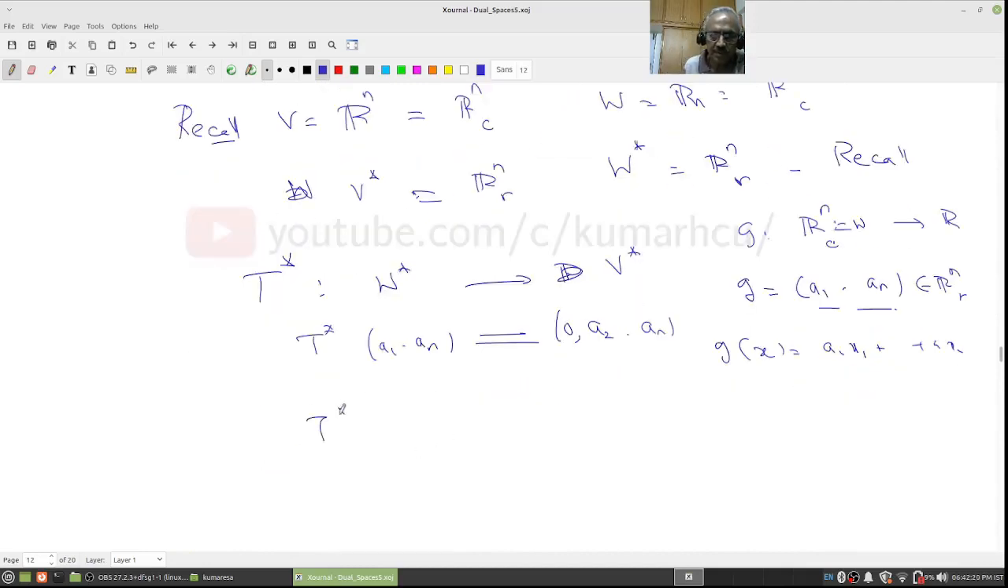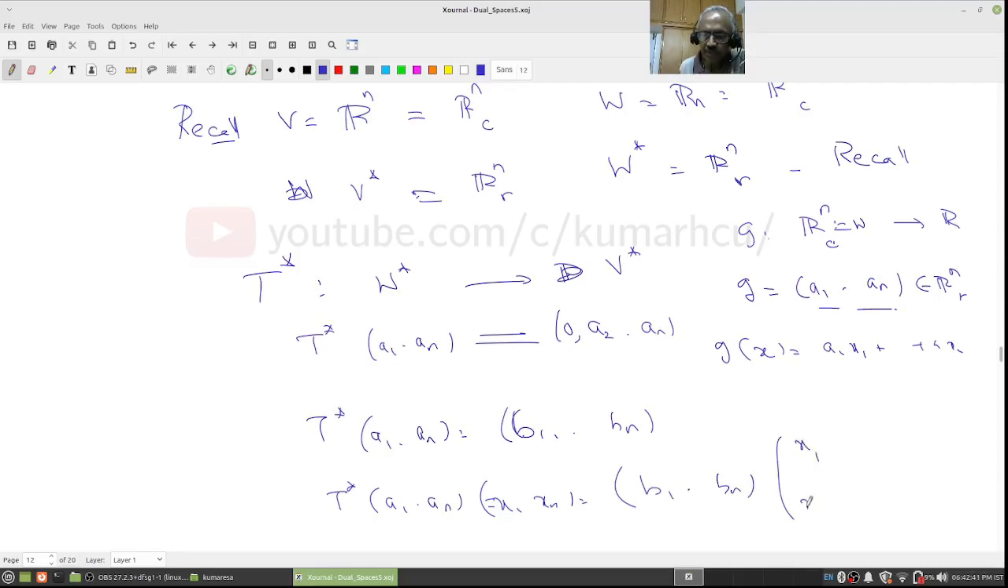Because T star of a1, a2, an must be equal to b1 to bn. Okay? And how does it act? T star of a1, an, okay, acting on some x1, xn must be same as b1, bn, acting on the column vector x1, x2, xn. Think of this column vector.